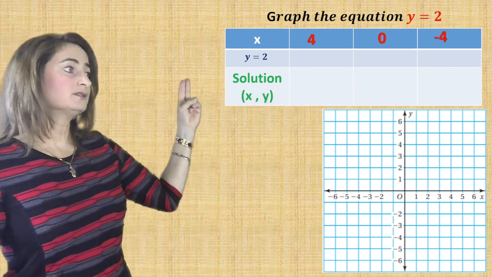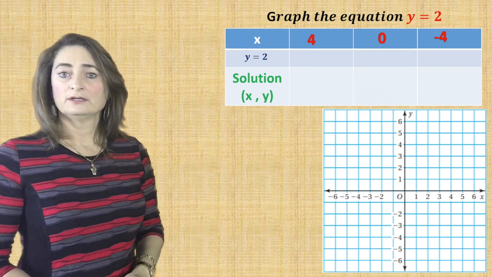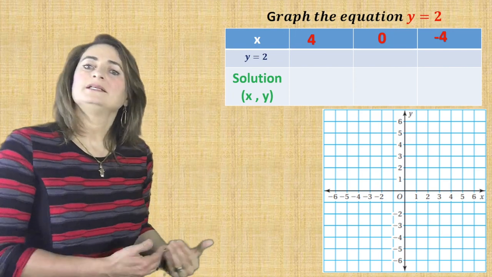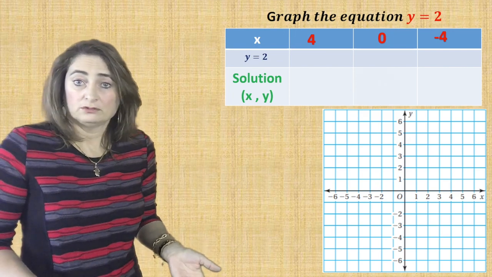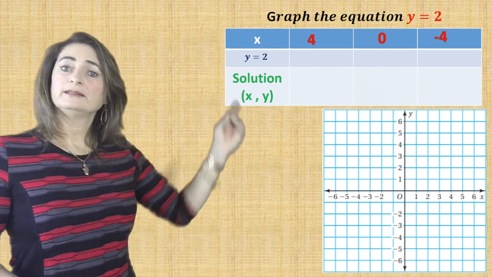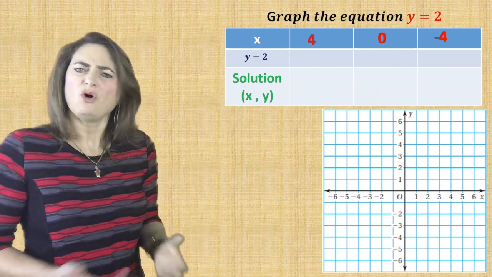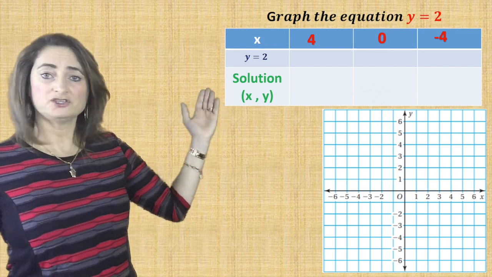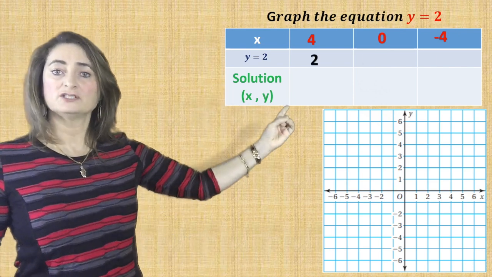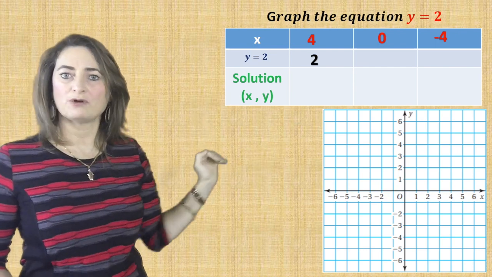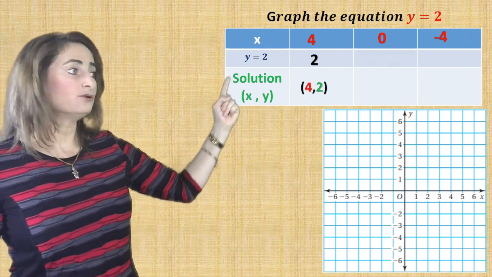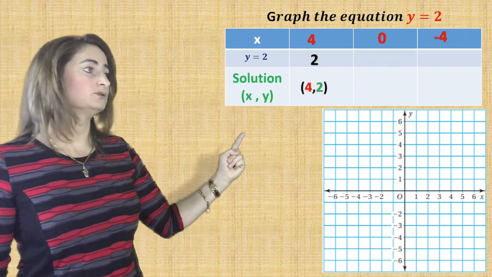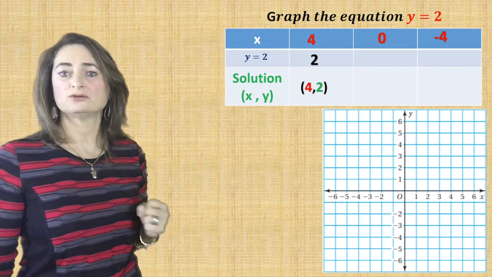Now the equation is y equals 2. Is there any way to substitute x in the equation? No. It says y equals 2. So y will always equal 2 no matter what the x value is. I can't change that. So the y value stays 2, and that's why I didn't have a column for y. So when x is 4, y is 2, and my solution is 4, 2 as an ordered pair to plot later.